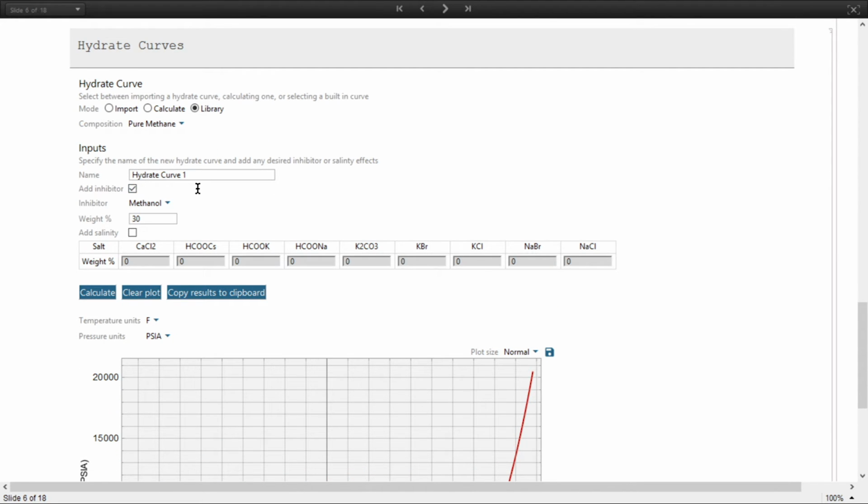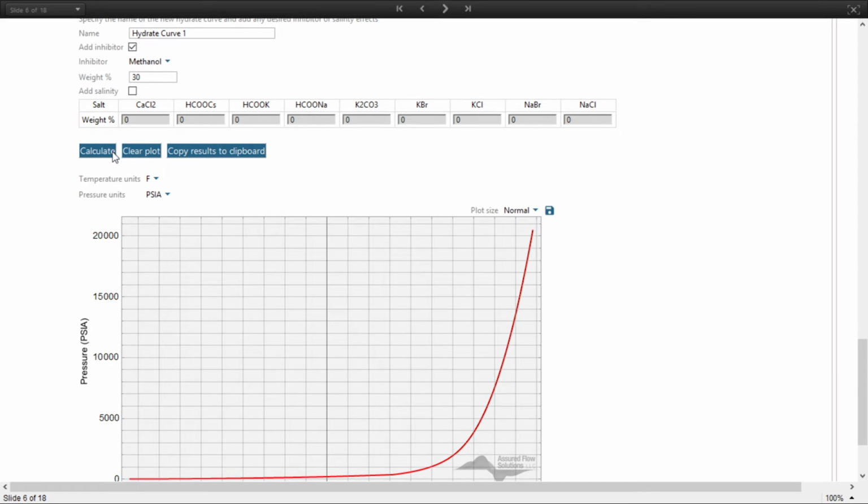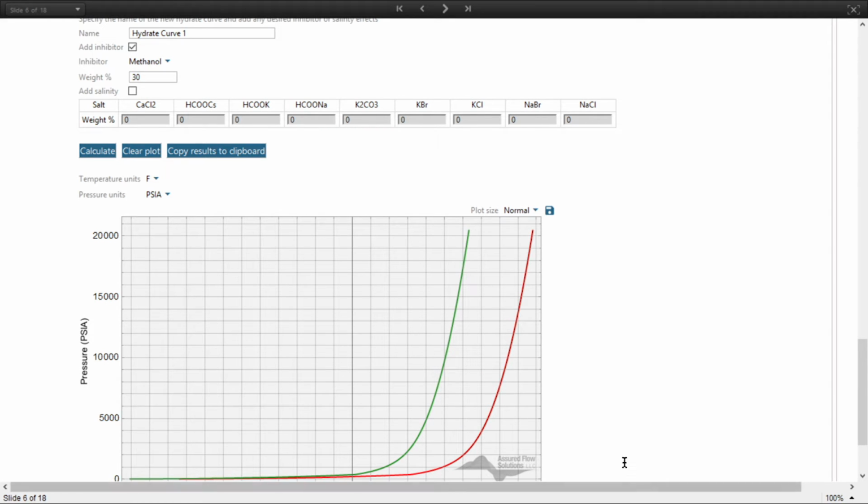And we can add inhibitor, which they'll inject a lot of chemicals into the pipeline to help avoid some of these operational issues. And you can see the effect of adding methanol basically shifts that curve to the left. And so you can now go a lot lower in your temperature and still not have that operational risk.